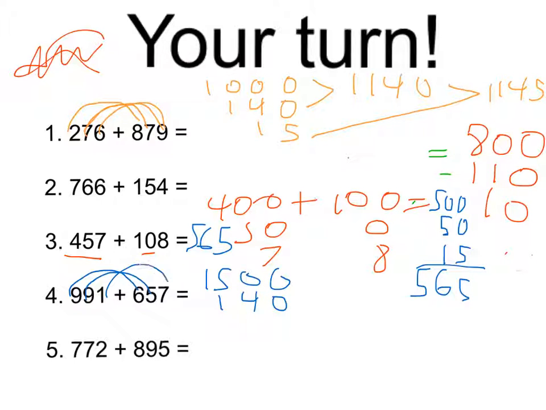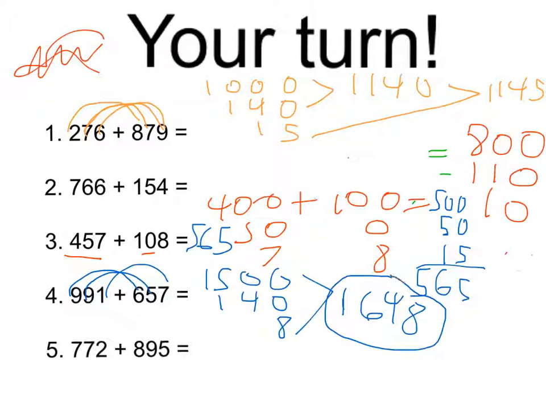Then I'm going to add the 1 and the 7 to get 8. Then I'm going to group all of these together, and I end up with 1,648. And I apologize that that is so messy there next to the other one. But that's my answer for number 4. Last but not least, number 5.